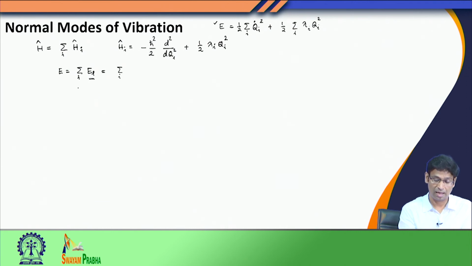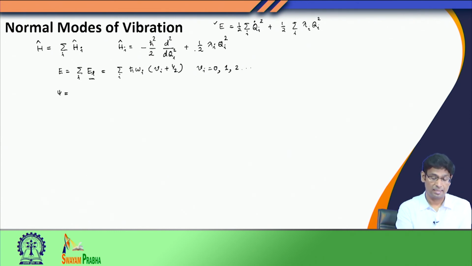So, I am writing E_i equals h bar omega_i times v_i plus half, where omega_i is the vibrational frequency corresponding to the ith normal mode, and v_i is the vibrational quantum number corresponding to the ith normal mode. So, v_i will go, like a regular harmonic oscillator, from 0, 1 and so on and so forth. What about the total wave function?